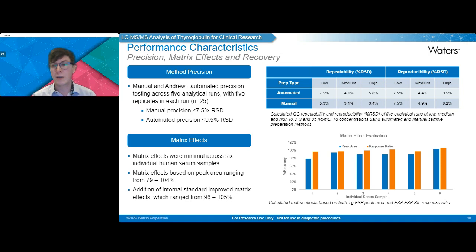So we're seeing quite good reproducibility in both manual and automated formats. And then matrix effects, I thought I'd highlight this actually, just to show how clean this is in regards to the immunoaffinity. So we looked at matrix effects across 6 individual human serum samples, and it was fairly minimal across those samples. They range from 79 to 104%.